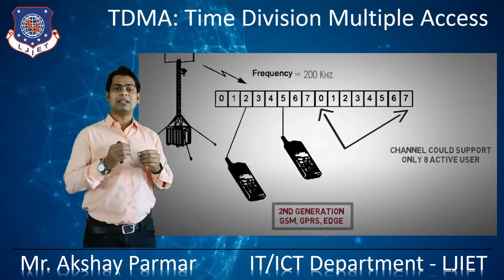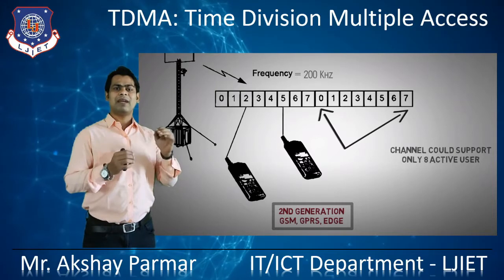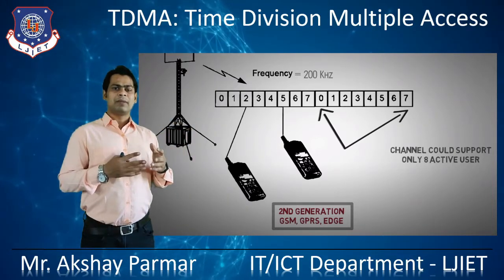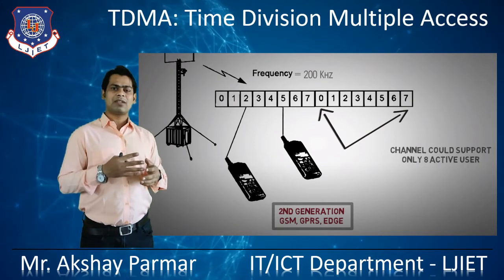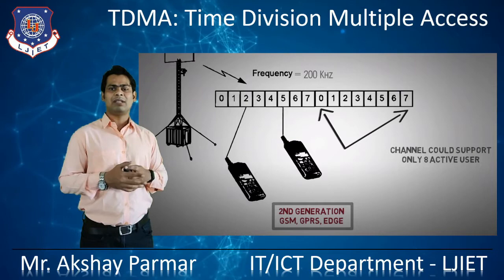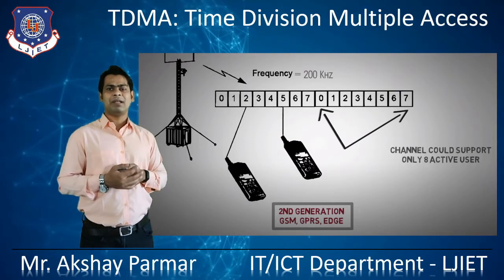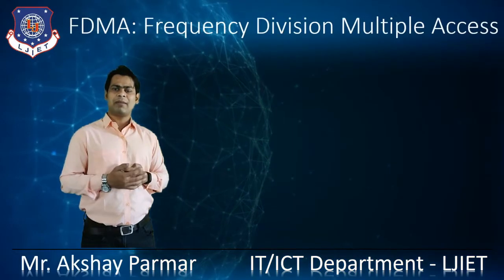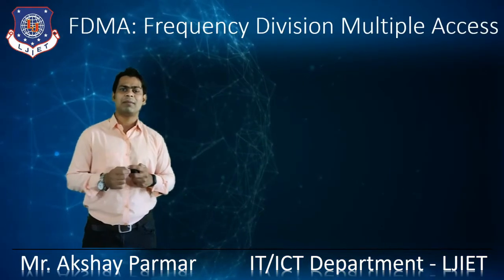So the channel could support only 8 active users at a time. TDMA is the application. The second generation GSM, GPRS and EDGE are using the TDMA technology, right? The time division multiple access. After that, let's move forward to the FDMA, the frequency division multiple access.